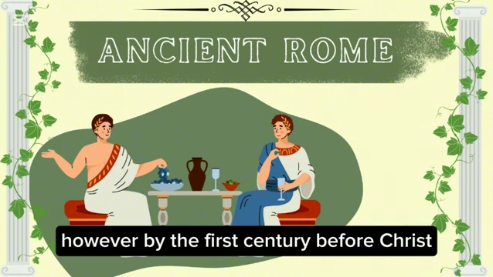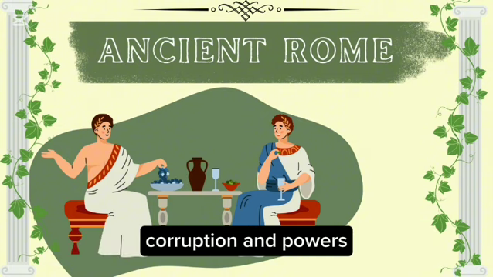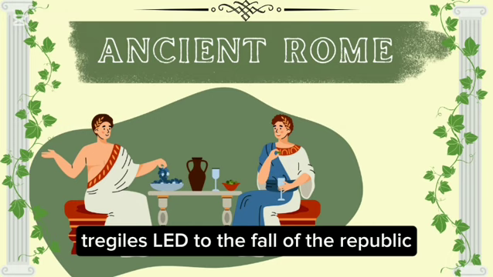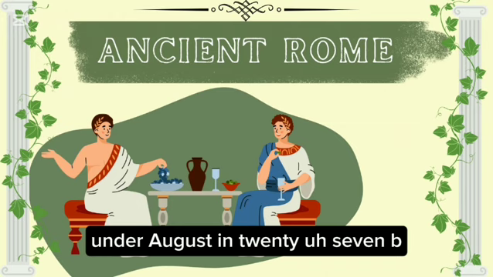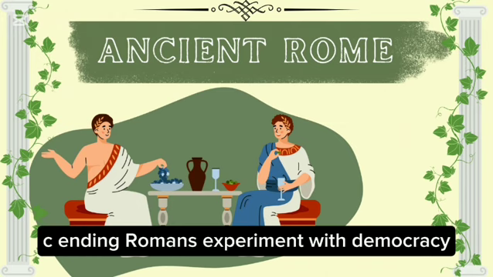However, by the 1st century before Christ, corruption and power struggles led to the fall of the Republic and the rise of the Roman Empire under Augustus in 27 BC, ending Rome's experiment with democracy.